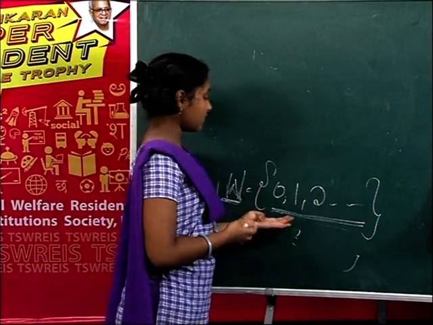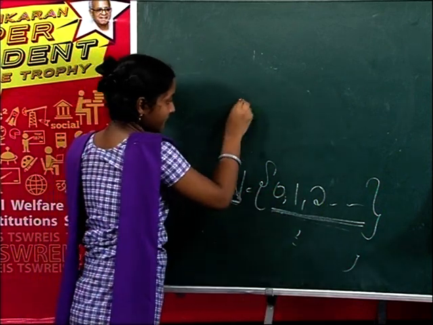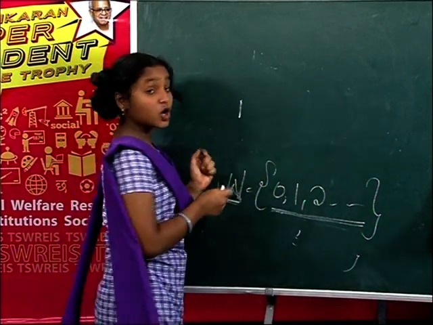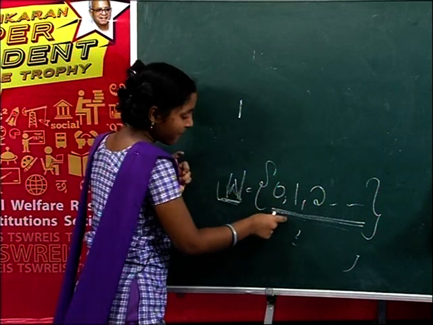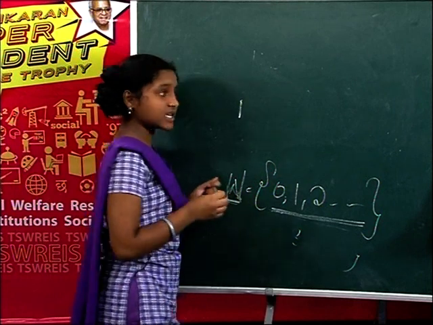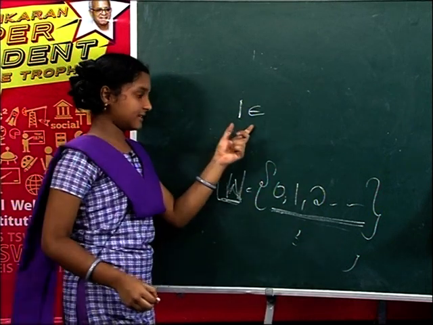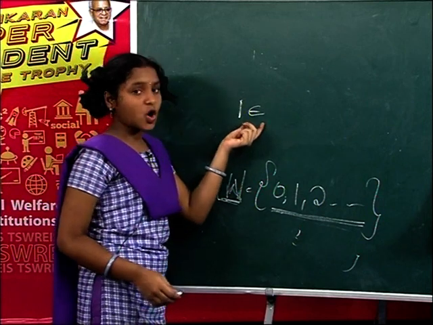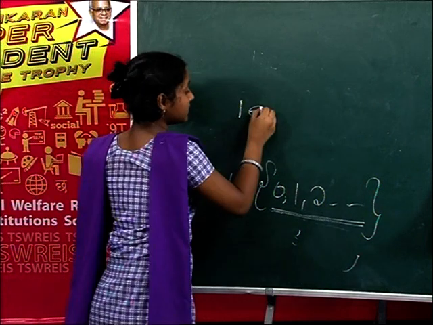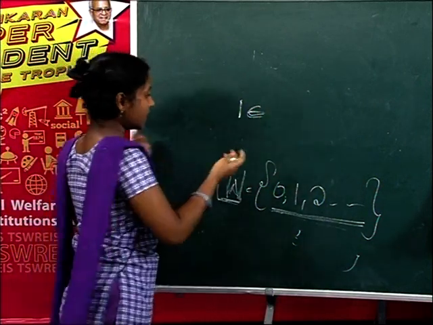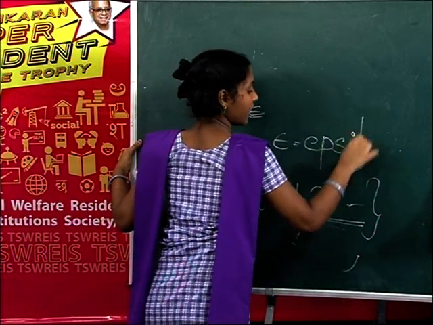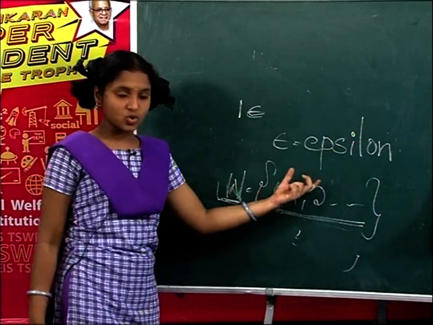That is, if we take the number 1, number 1 belongs to that set. What is belongs to? Belongs to means this is a part of this set. In mathematical language we write it like this. This indicates belongs to. Please note this, friends. This is a Greek letter, epsilon.